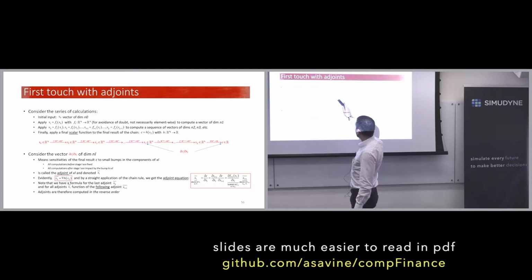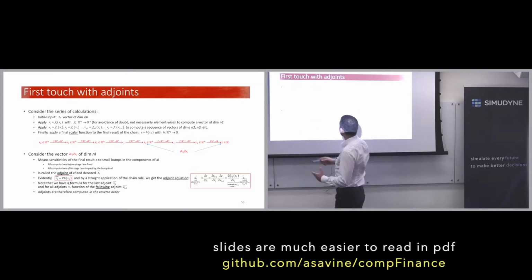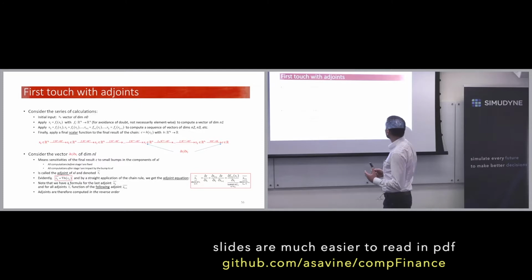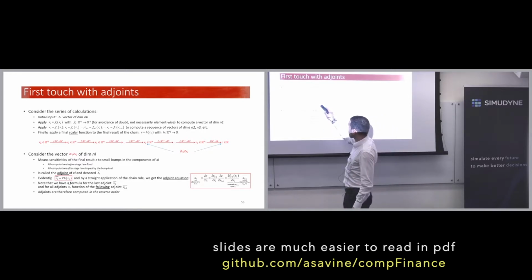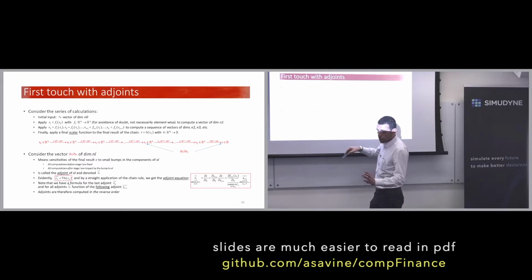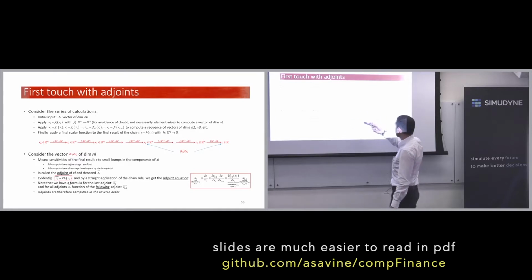So for avoidance of doubt, this is a vector function, not necessarily a scalar function applied element-wise. And we get another vector, a result vector in some dimension n1. And we continue, we apply the function f2 to this result x1 that gives us another vector in dimension n2. We apply a third function, f3, all vector-to-vector functions. We obtain a vector x3 in some dimension n3, and so on and so forth, capital L times. So we finally have a vector xL in dimension nL.